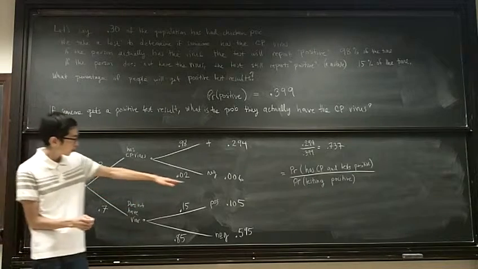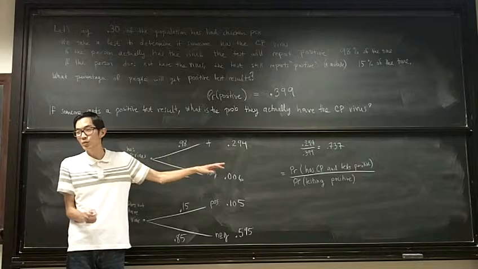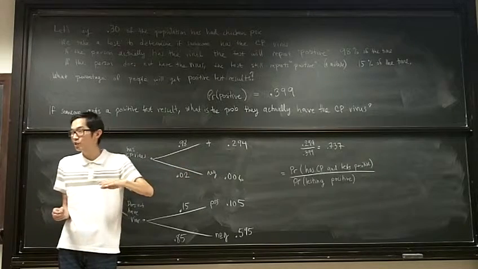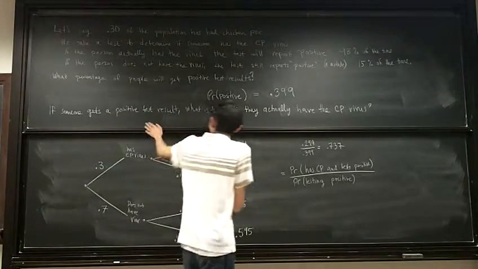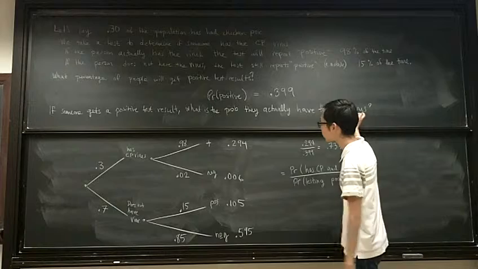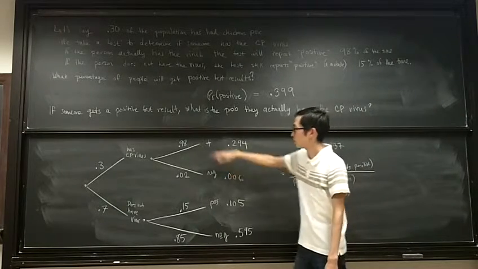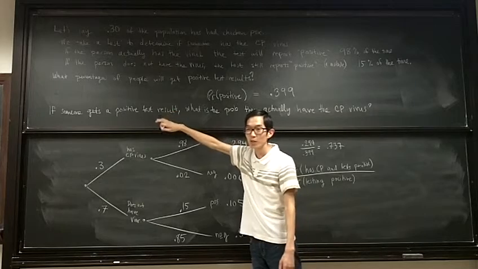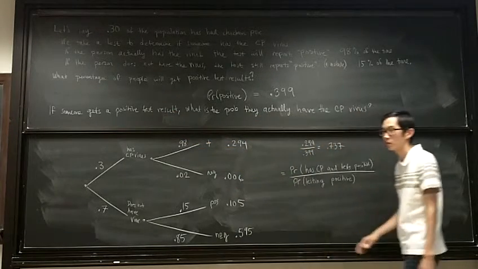Because this group, the 0.006, these people get the false information that they don't have the virus. Here it says if someone gets a positive test result, what's the probability that they actually have the chickenpox virus? These people don't get a positive test result, so they're not part of my question. Okay?